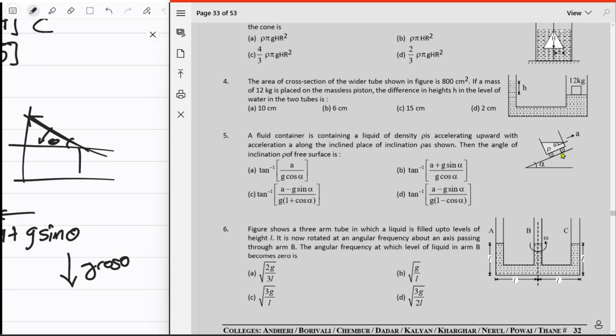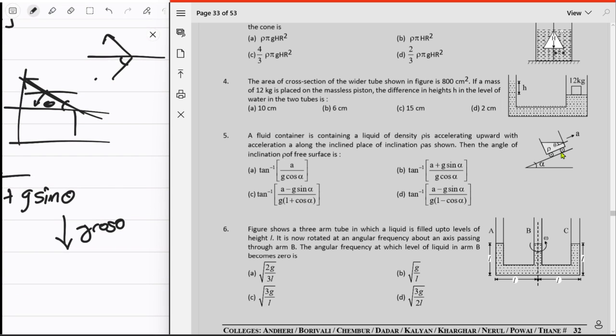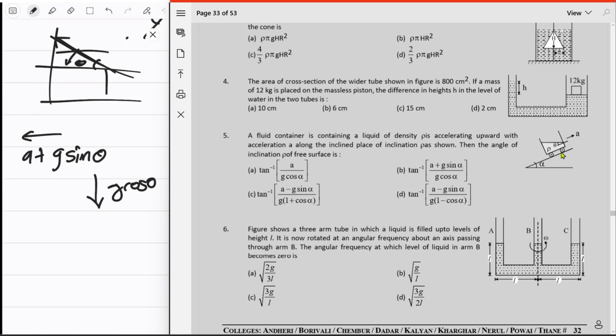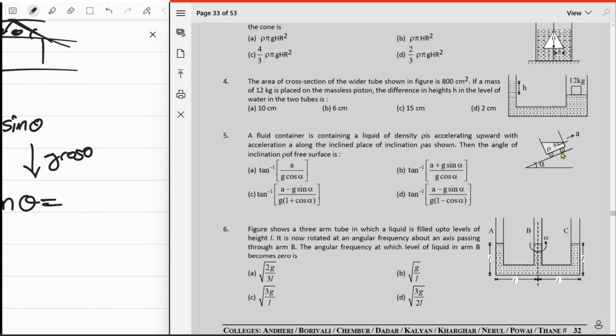So this vector, which means it's making what angle with the x-axis? This vector was at angle theta, so it's just 90 minus theta, right? So g cosine theta upon this thing is just tan of this guy. So what does that mean? Cot theta. Okay, that just means tan theta is equal to the reciprocal: tan theta equals a plus g sine theta upon g cosine theta. Okay, so that's it. Oh, why am I using theta everywhere? It should be alpha, whatever. So B is the answer.